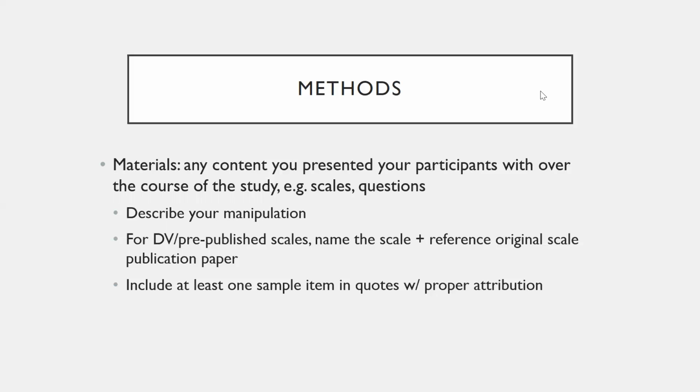Then for the dependent variables, since this was for most of you a pre-published scale, all the information I just went through: the name of the scale, referencing the original publication of the scale, a sample item, response format, etc.